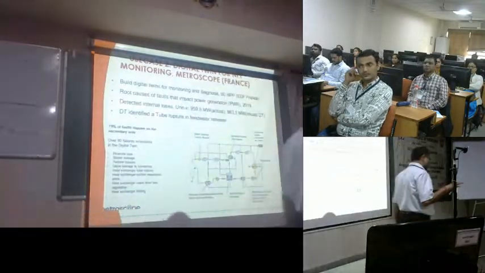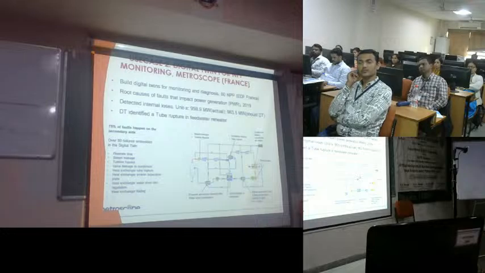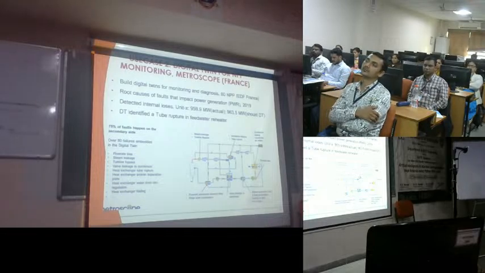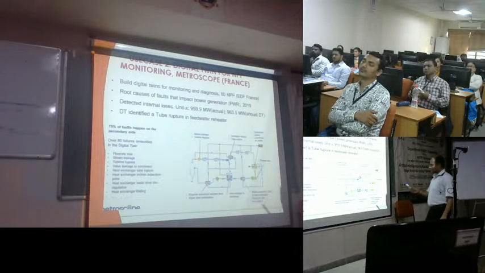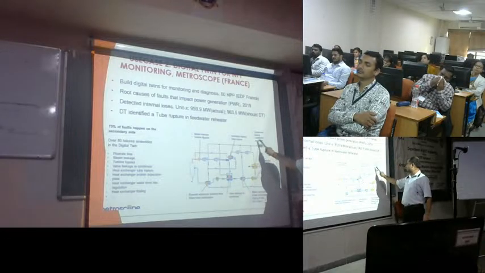So I hope the concept of the digital twin is clear. What is a digital twin and why is it used? One beautiful use case of the digital twin was developed in France. See, this is the secondary side. You can see a steam generator here.